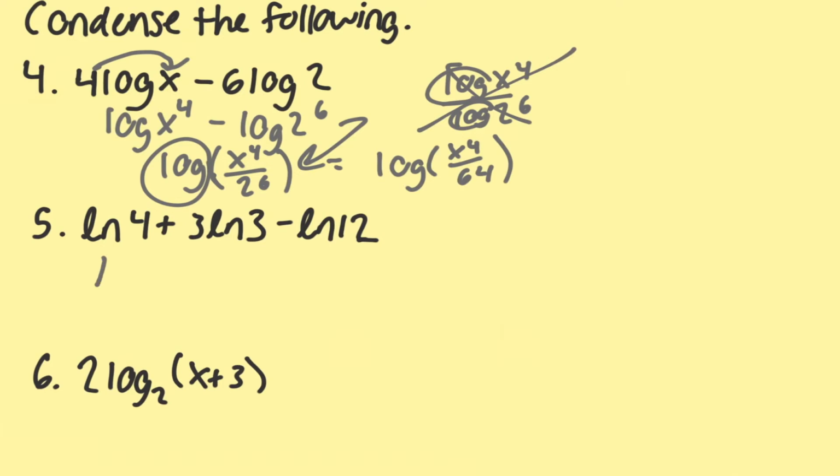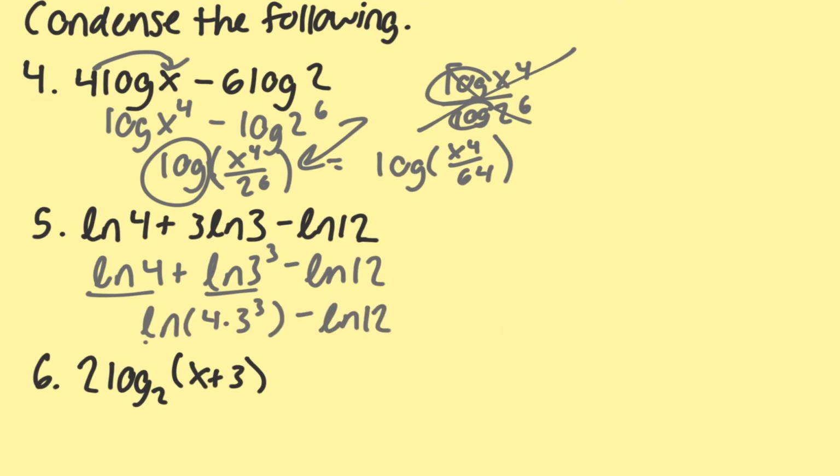In the next one, we can bring the exponents back in first. And then with PEMDAS, when you have adding and subtracting, you work from left to right. So if we combine these two together first, we're adding those logs, which means we multiply the insides. And then now if we want to combine these two logs, since we're subtracting here, we're going to divide what's on the inside.